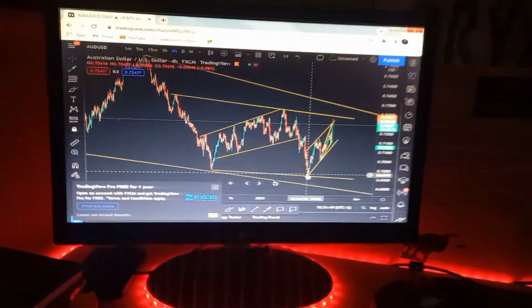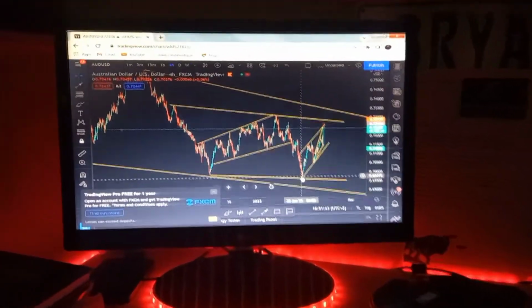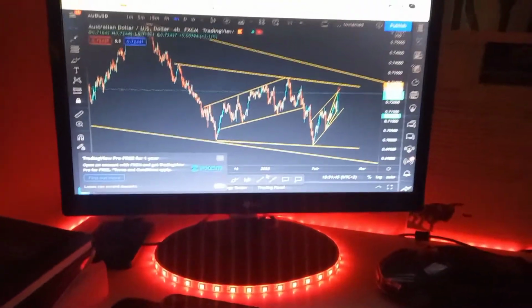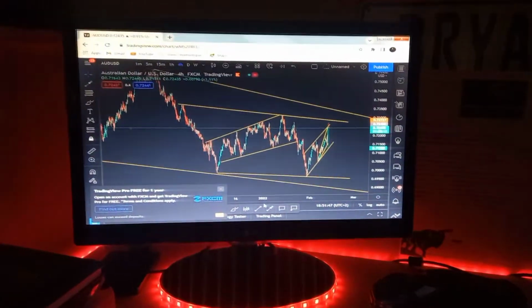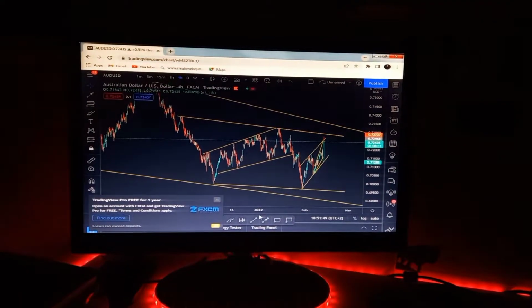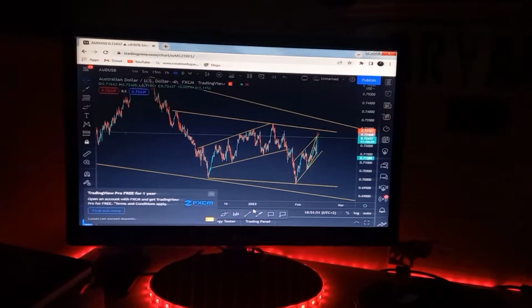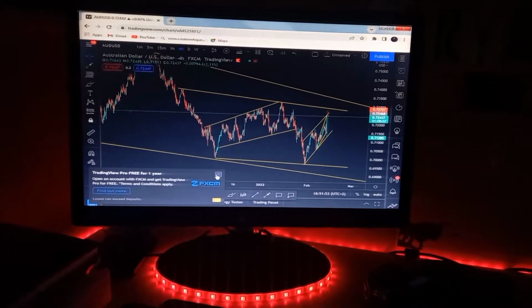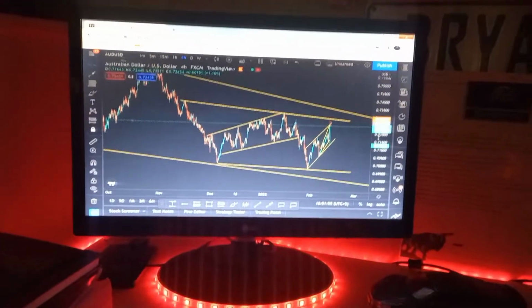I just want to show you this analysis over here and go through it with you. This is AUD USD. I'd like to talk you through it and what I'm seeing.